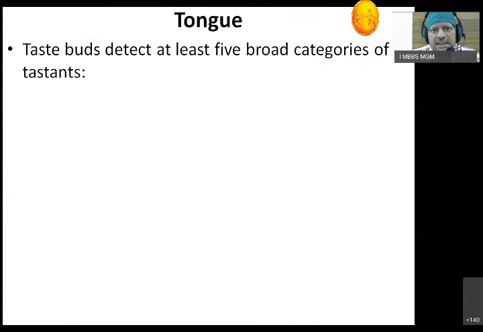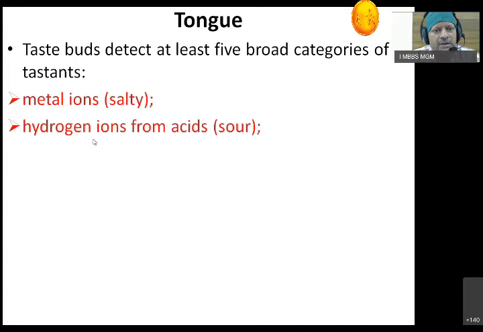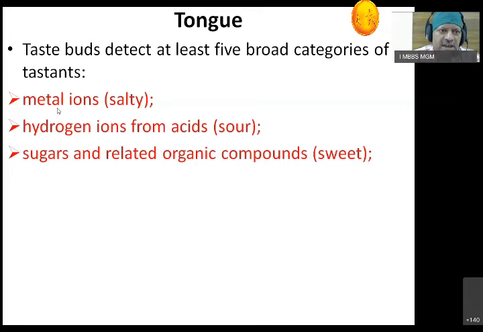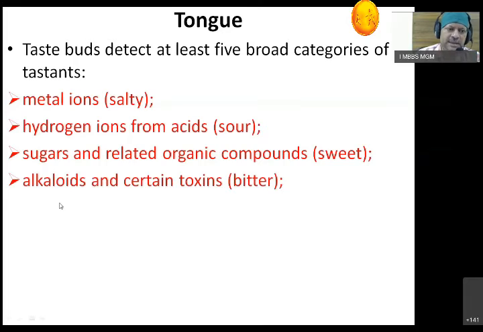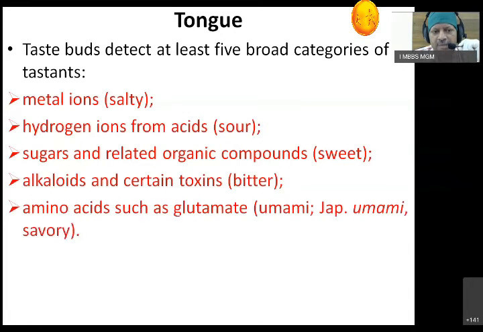So the taste bud takes five categories. In a more scientific way, salty is metal ions, that is sodium and chloride ions. Hydrogen ion concentration gives a sour taste. Sugar and related organic compounds give sweet; alkaloids and certain toxins give bitter. Alkaloids indicate that good wines and such things have a slight amount of bitter taste. Amino acids, glutamates give the umami taste, which is a craving for proteins.